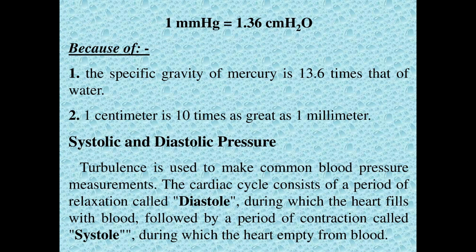Because of: 1. The specific gravity of mercury is 13.6 times that of water. 2. 1 centimeter is 10 times as great as 1 millimeter. Systolic and diastolic pressure. Turbulence is used to make common blood pressure measurements. The cardiac cycle consists of a period of relaxation, called diastole, during which the heart fills with blood, followed by a period of contraction, called systole, during which the heart empties of blood.